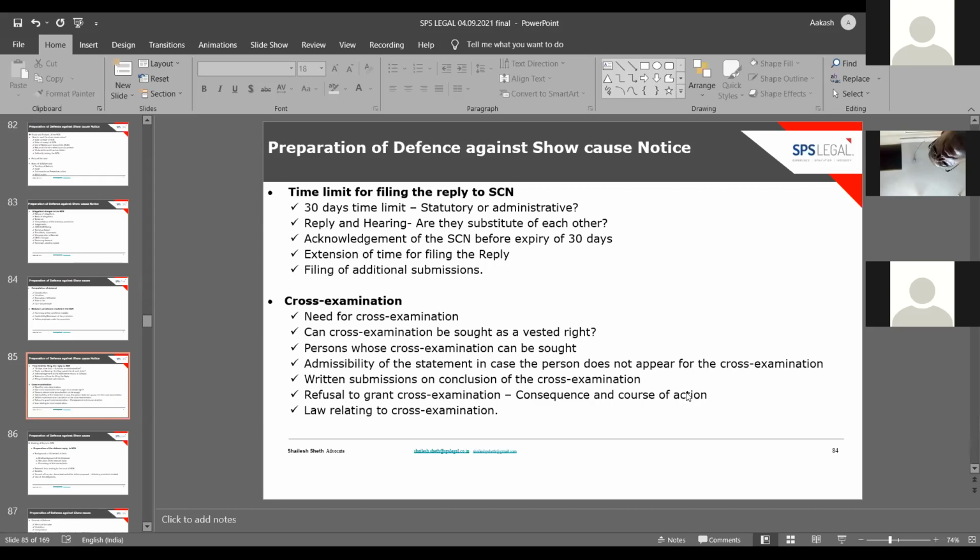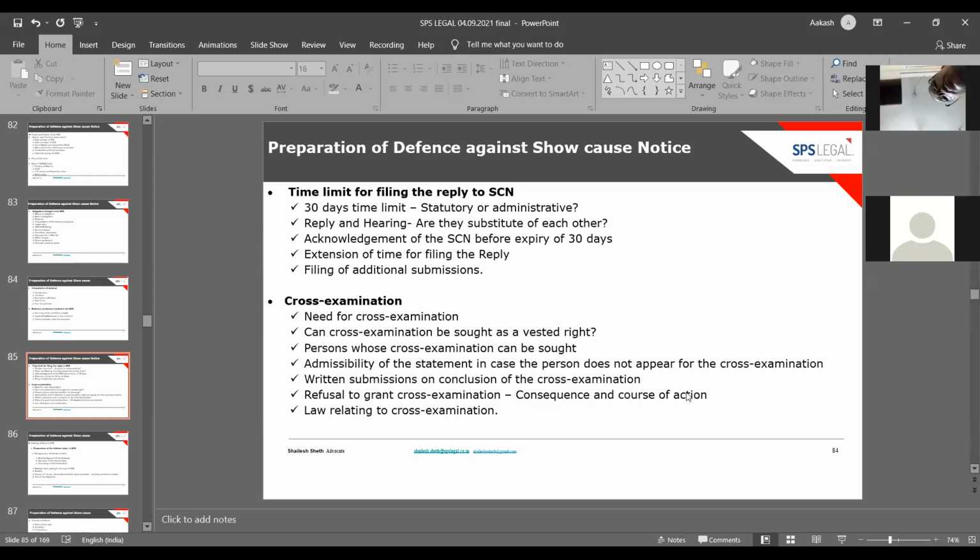So instead of going on asking for the extension, if the reply cannot be filed within 30 days, one can only send this type of letter. An extension should be asked for only when it becomes really imminent and inevitable. Otherwise, the second last paragraph of the notice will generally say that if the reply is not filed within 30 days, or if you do not appear for hearing when the date is fixed, the case will be decided ex parte on the basis of the record.